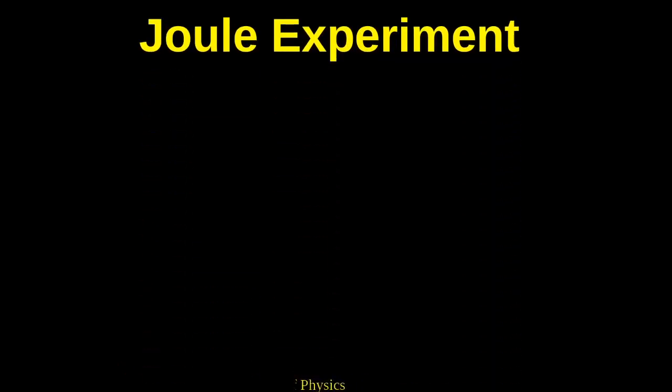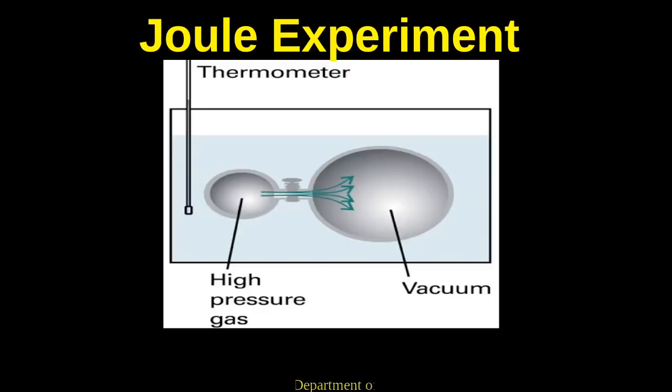So Joule performed an experiment to study the intermolecular attraction between the molecules of a gas. He designed an apparatus to measure the change in energy of a gas when its pressure and volume are changed. Here are the two flasks: the smaller flask has high pressure gas and the larger flask is vacuum, or perfectly evacuated. These two flasks are connected with a small tube having a stopcock. The high pressure gas flask is referred to as A, while the evacuated flask is B.